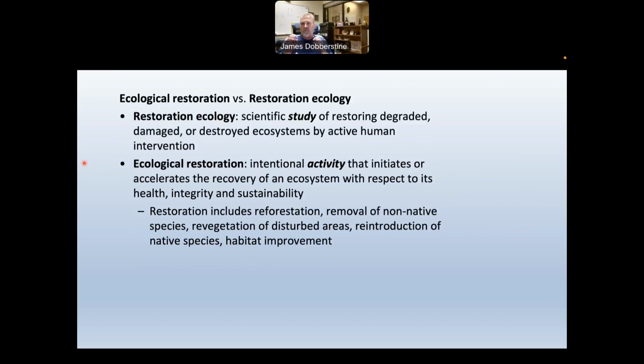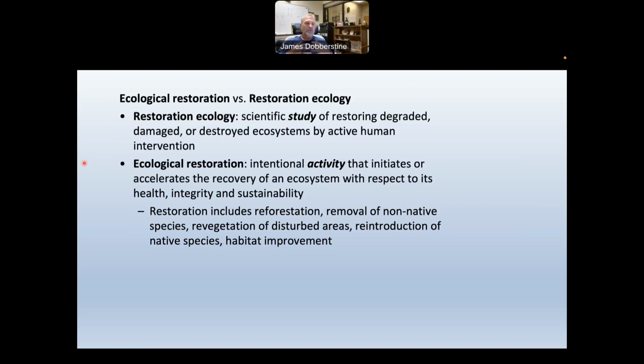So there is a field of study. This is restoration ecology, right? This field of study looks at how we restore degraded, damaged, or destroyed ecosystems through active human intervention. So this is the study of that work. Ecological restoration is the actual activity, and so this is when we're actually on the ground doing that restoration. And both of those elements are important to a successful project.